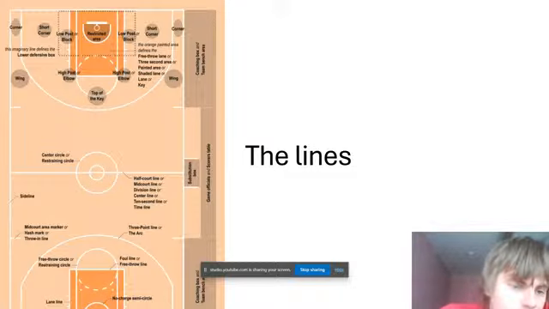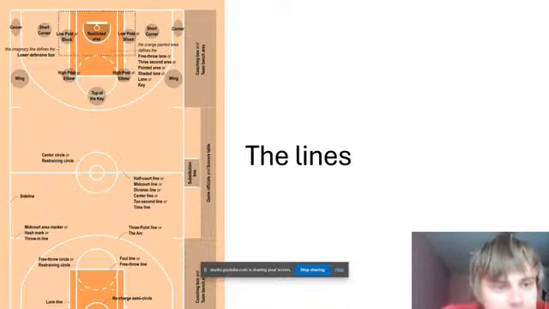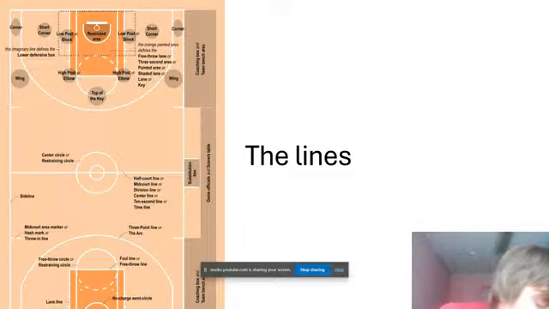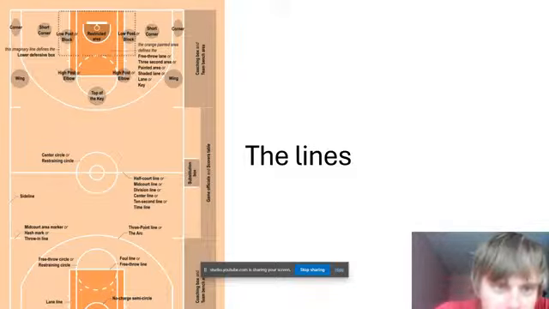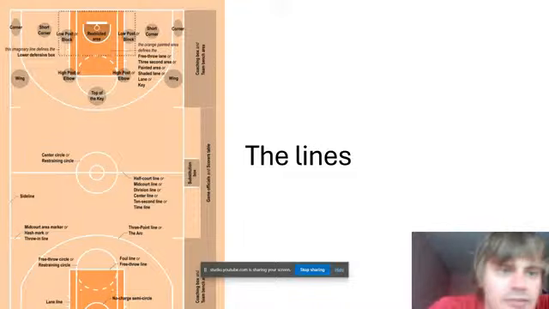So what else do we have? We have the top of the key, which is the semicircle that's outside of the painted area. We have the elbow, which is the corner of the painted area. The paint. We have the free throw lane, the painted area, shaded lane, lane or key. Those are all synonyms for the painted area.